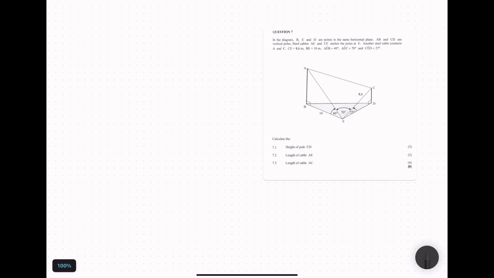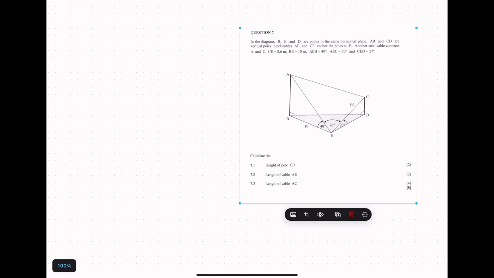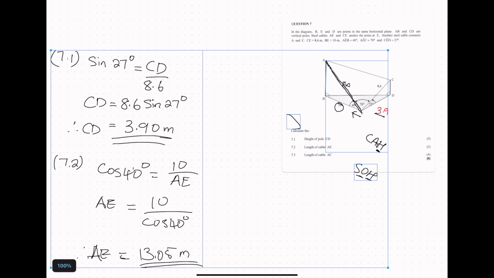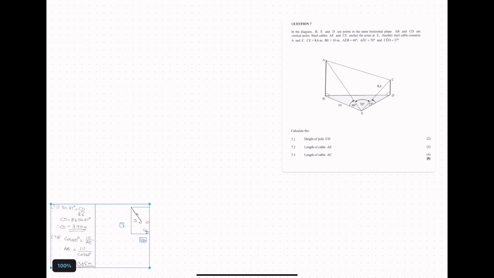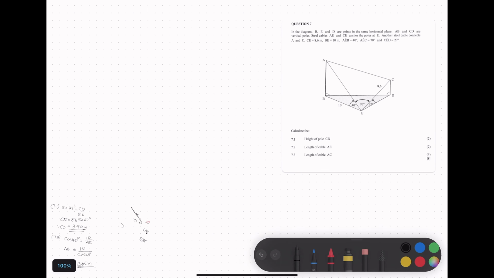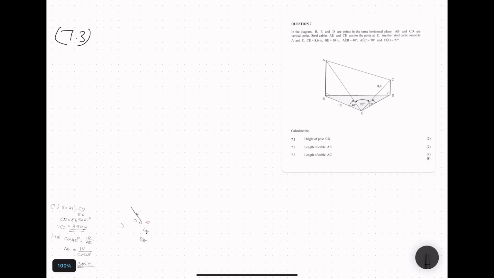Then let's do the last question, which has a lot of marks. They are asking us to calculate the length of cable AC. Before I do that, let me note that this length AE is 13.05. So 7.3, the length of cable AC. Looking at this, we have 13.05 and we have 8.6. We want this length here.